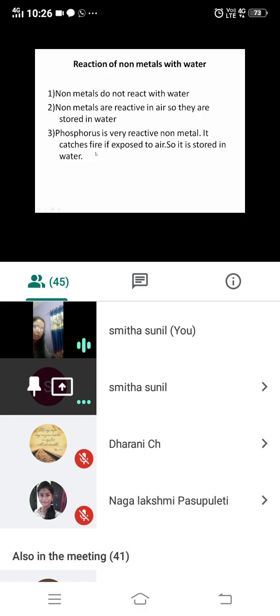How is sodium stored? Sodium is stored in kerosene.